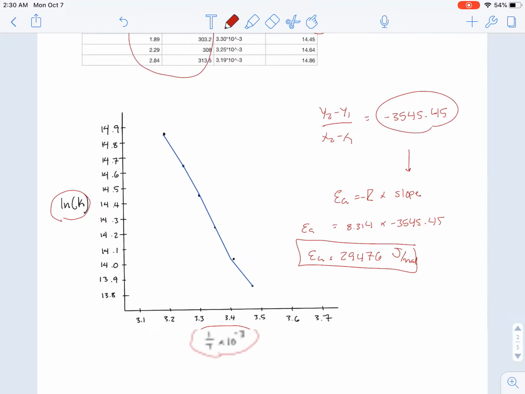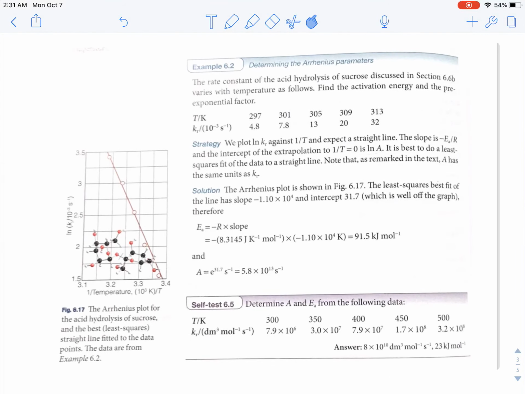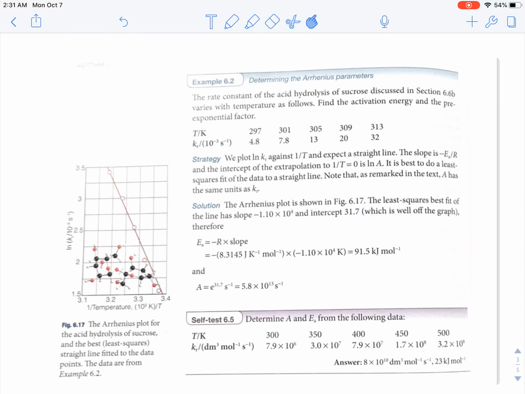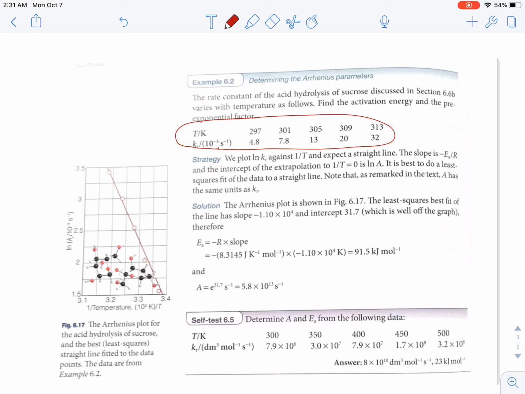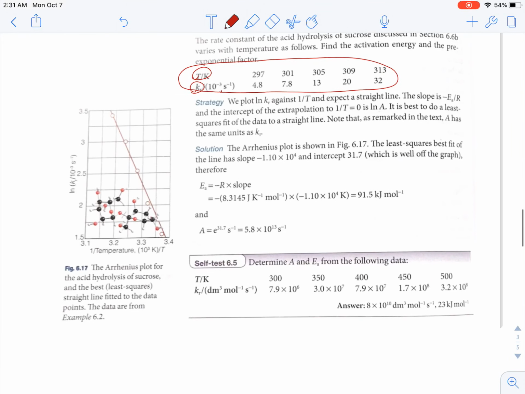And so if you're still struggling with this concept, there's a really nice example problem 6.2 in the Atkins textbook. In case you don't have it, I have a picture of it in this video over here, and we essentially have the same exact kind of problem. We have a very similar table given right over here, and here we're asked to find, again, the activation energy, and this time the pre-exponential factor as well. And so the way we would do this is, again, we would take the inverse of our absolute temperature, and we take the natural log of our K, and we put that into an XY scatter plot, as shown right over here.